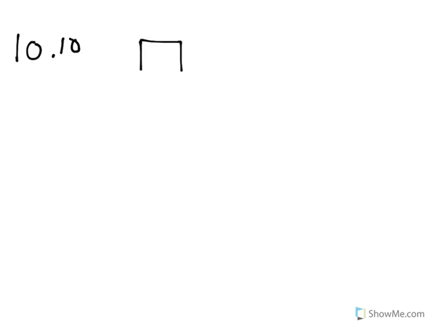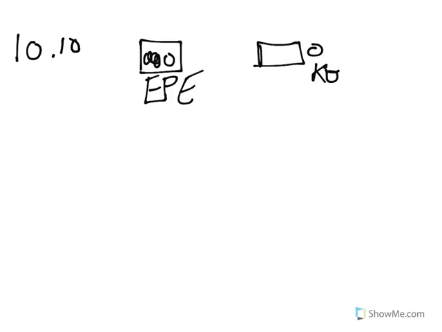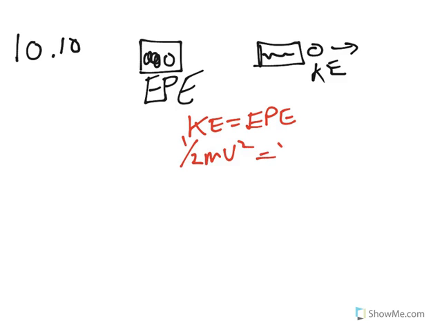So the first thing we need to note is that right here, this is the gun and the ball. Right here, this only has elastic potential energy, and then right here, it should only have kinetic energy as the ball is leaving, and the spring has been extended as far as it will go. So the important thing here is that the kinetic energy should equal the elastic potential energy, which means that 1/2 mv squared should equal 1/2 kx squared.